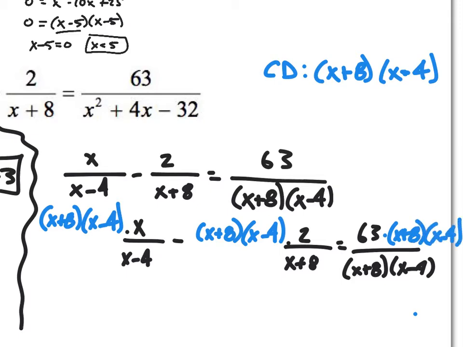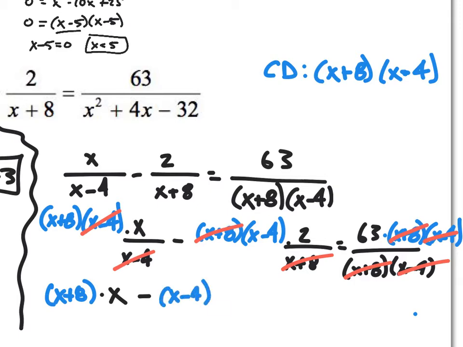Now we have to look and see what divides out. My x minus 4s are going to divide out, my x plus 8s are going to divide out, and then everything divides out over here. So now what you're left with is this: x plus 8 times x, minus x minus 4 times 2, and that's just going to equal 63.